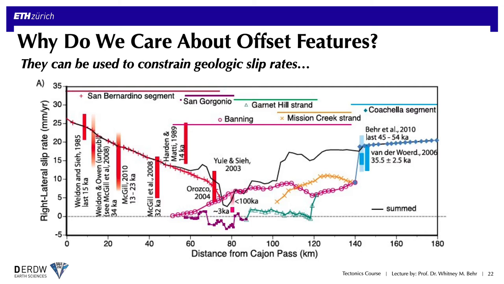So this provides a lot of assistance in seismic hazard forecasting when people try to assess the future behavior of major San Andreas earthquakes and how far they're likely to propagate and which cities and communities will be most impacted. And all of this information is constrained from offset geomorphic features that people have located and then been able to date along the fault.